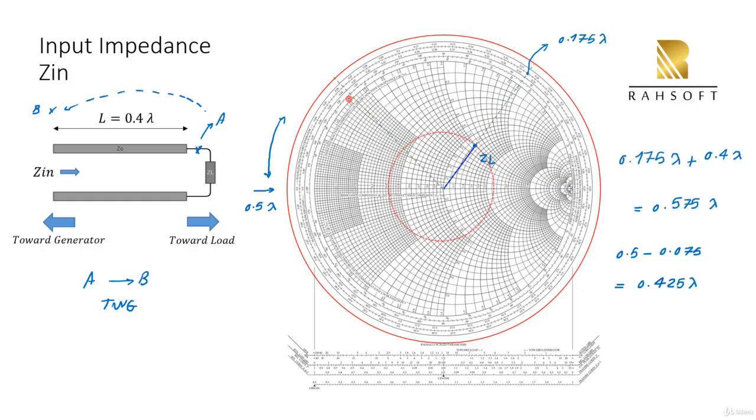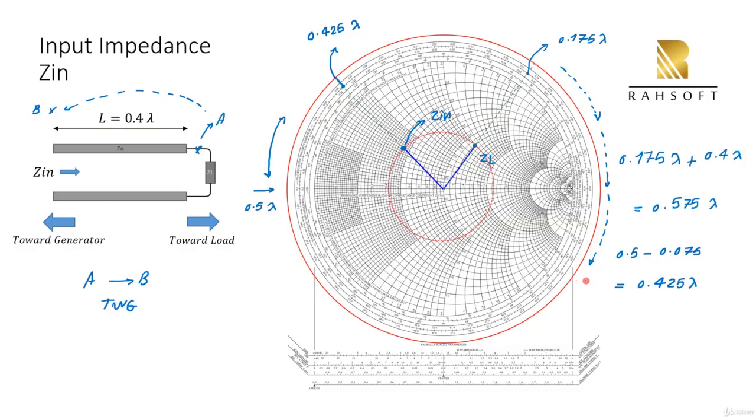So I'm going to draw a line here. The line should have the same length as the first line. So this is going to be my z. And this point is going to be 0.425 lambda. So you see, I started from 0.175 lambda. Why? Because it shows my ZL. Then I started turning in this direction. So like this. I have to rotate like this.